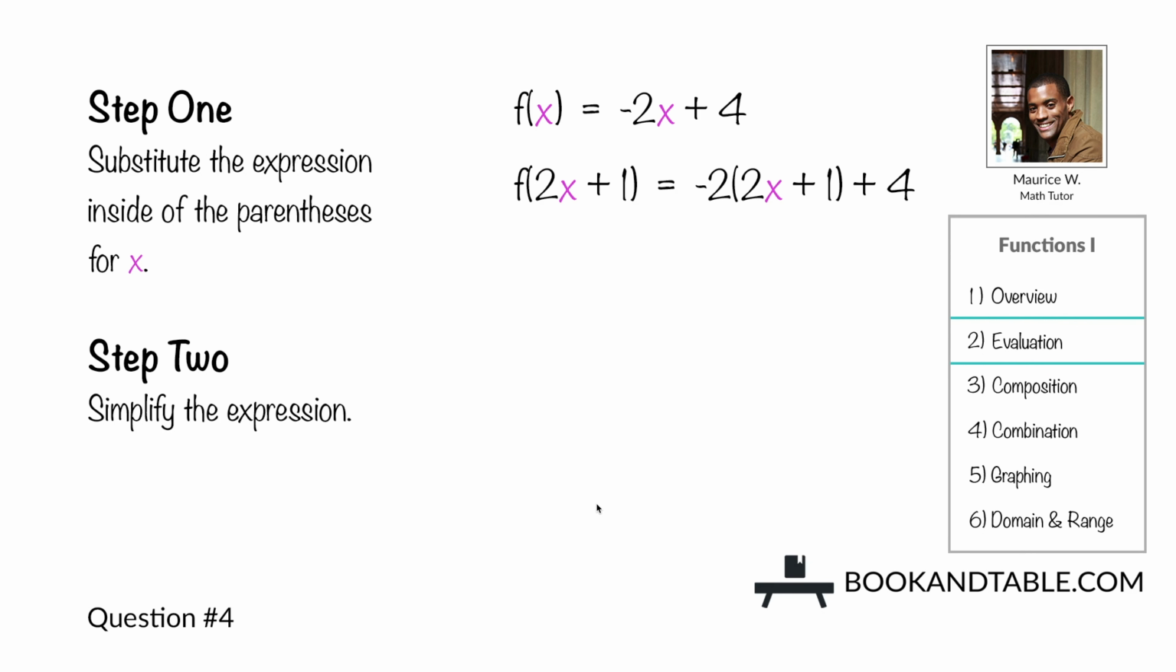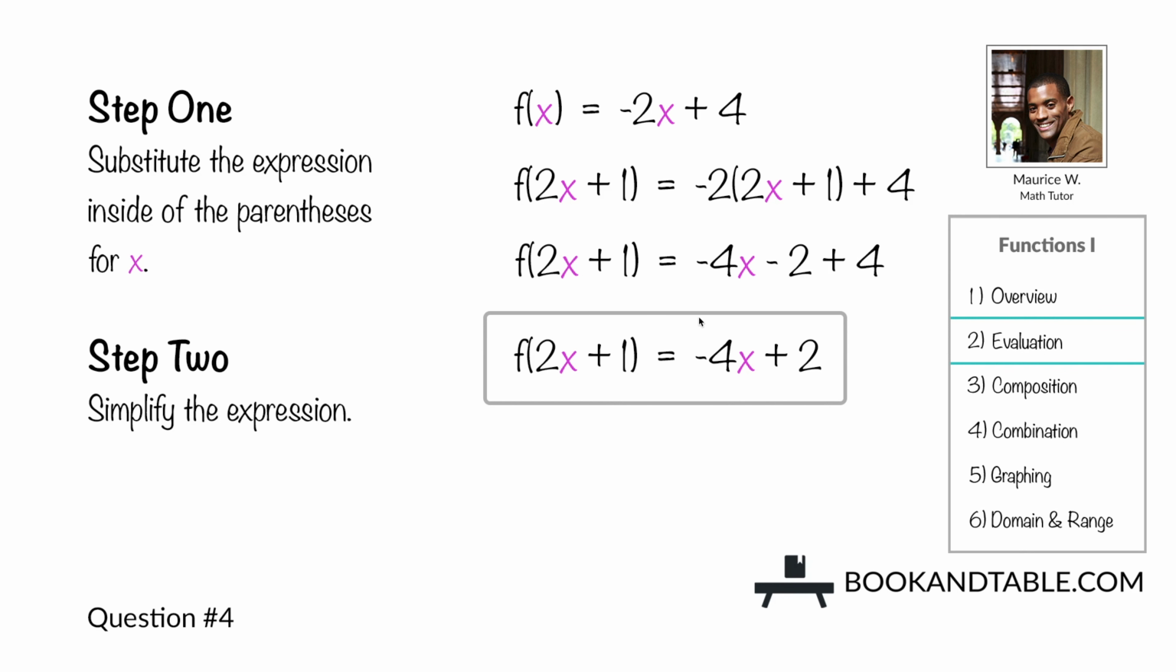In question number 4, we have 2x plus 1 as the input value. So we want to plug that in each place we see x, which is here. And now we want to simplify the expression. So we begin by distributing this negative 2 to both terms inside of the parentheses here, giving us negative 2 times 2x, which is negative 4x. And negative 2 times positive 1 is negative 2, plus 4. Negative 2 plus 4 is positive 2. So f of 2x plus 1 is equal to negative 4x plus 2.